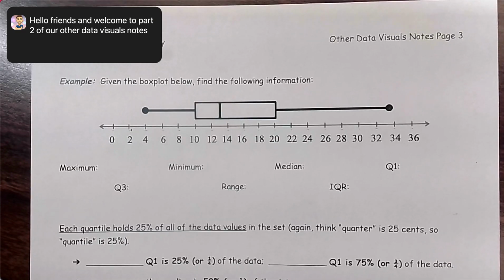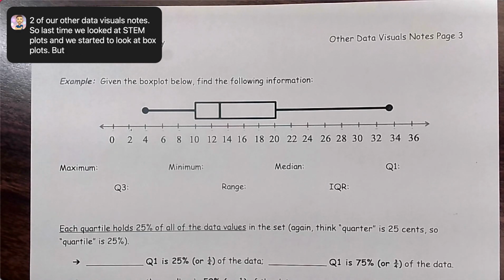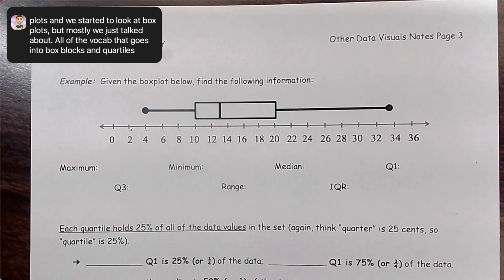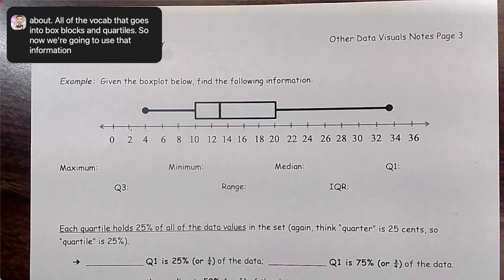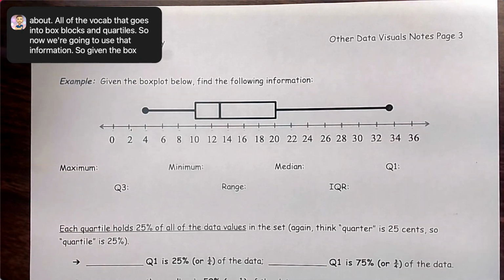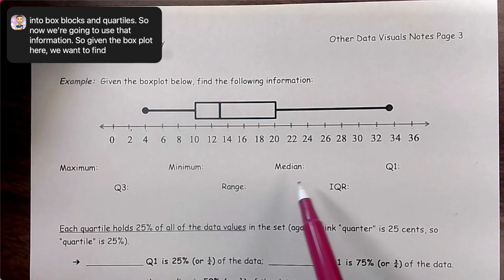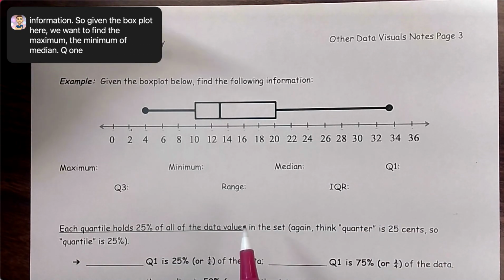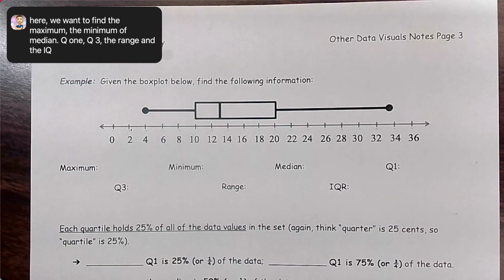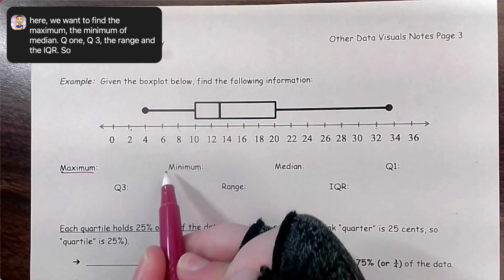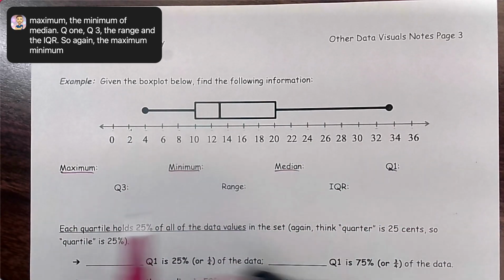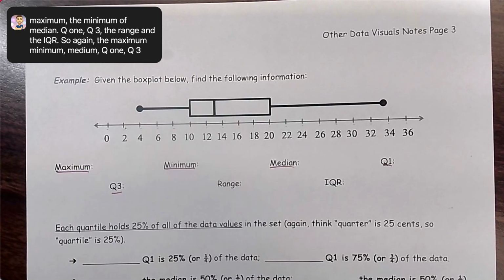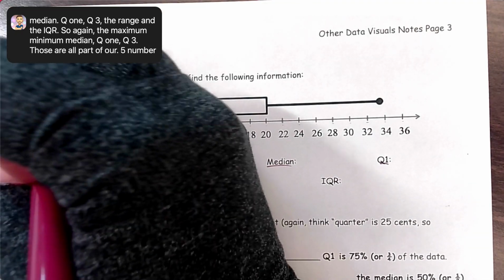So last time we looked at stem plots and we started to look at box plots, but mostly we just talked about all of the vocab that goes into box plots and quartiles. So now we're going to use that information. So given the box plot here, we want to find the maximum, the minimum, the median, Q1, Q3, the range, and the IQR. So again, the maximum, minimum, median, Q1, Q3, those are all part of our 5-number summary.